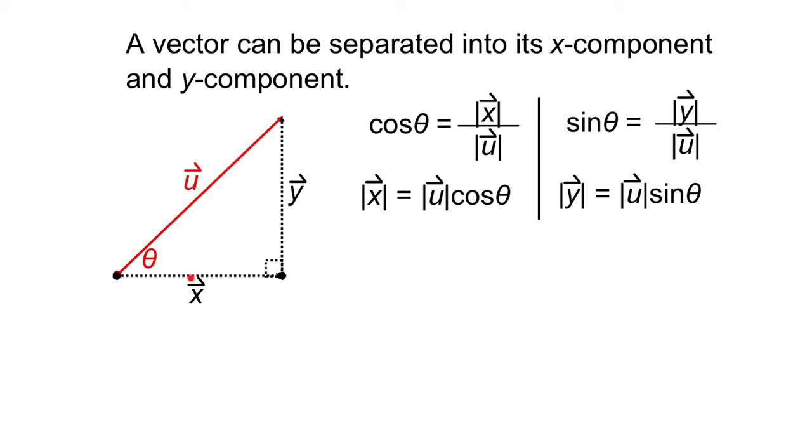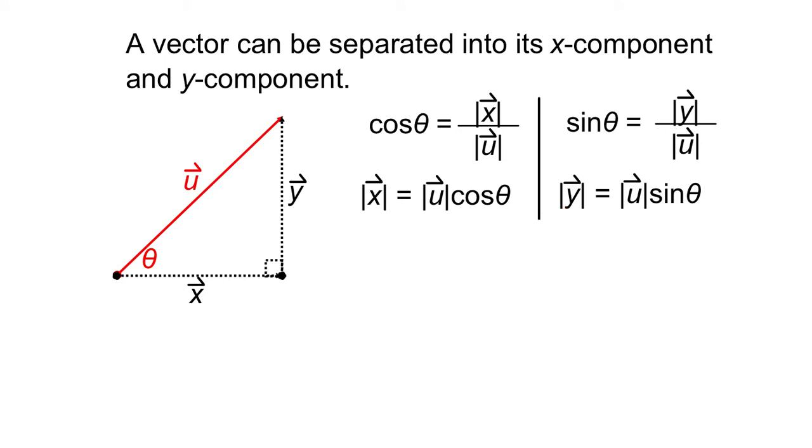Okay, so here's my angle. This is the adjacent side. This is the hypotenuse. So cosine of my angle is adjacent over hypotenuse. I just rearrange this, multiply both sides by u. Okay, so the magnitude of the x component is equal to the magnitude of your vector multiplied by the cosine of the angle. Similarly, to find the y component of your vector, you use the sine. Sine is opposite over hypotenuse. Rearrange, and we get the y component magnitude is equal to the magnitude of your vector multiplied by the sine of the angle. Okay, so that's the magnitude of your x and y components.